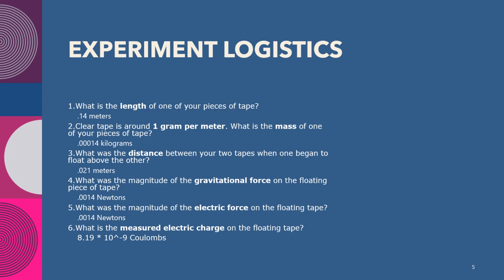And then the gravitational force, because of the weight and the gravitational constant, was 0.0014 newtons. And then that means that the magnitude of the electric force was also 0.0014 newtons because it was in a state of equilibrium. And so using that, I was able to calculate a measured electric charge of 8.19 times 10 to the negative ninth coulombs.